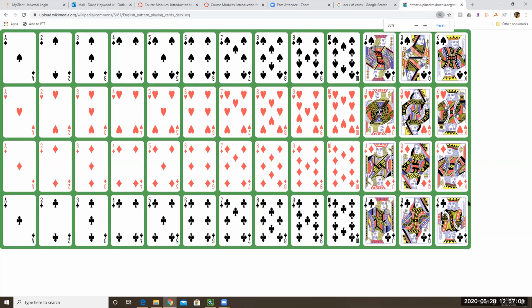Okay, so here's our standard deck of cards. You can see that these things are called suits. So you have 4 suits: clubs, hearts, diamonds, and spades. And then these columns are called ranks. So you have 4 aces, 4 twos, 4 threes, and you have jacks, queens, and kings. And by the way, jacks, queens, and kings are called face cards because they're cards that have faces on them. Okay, so there's your background information.